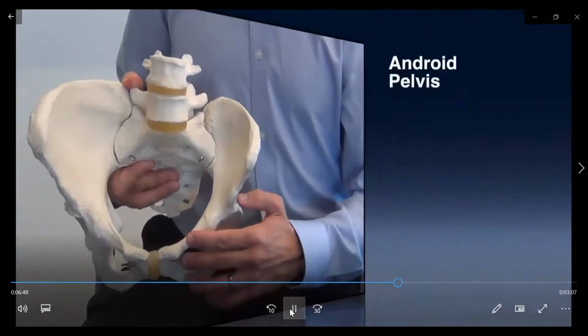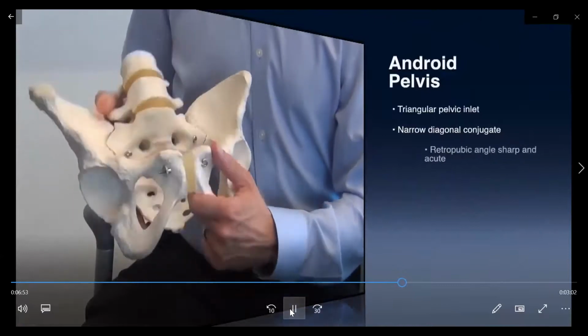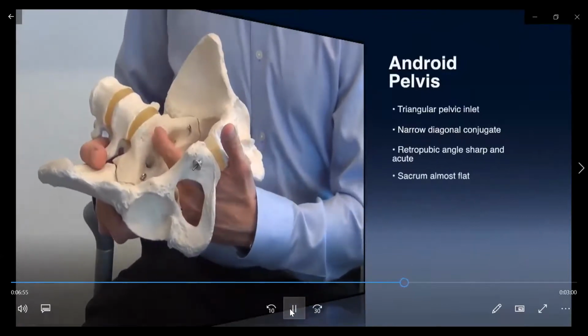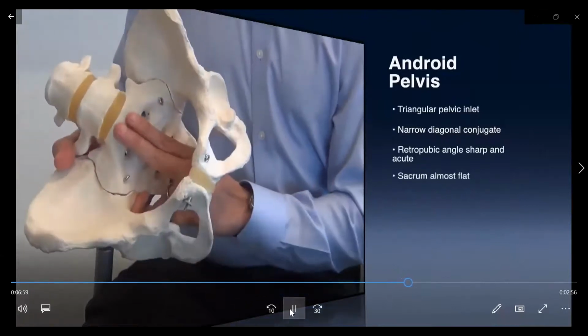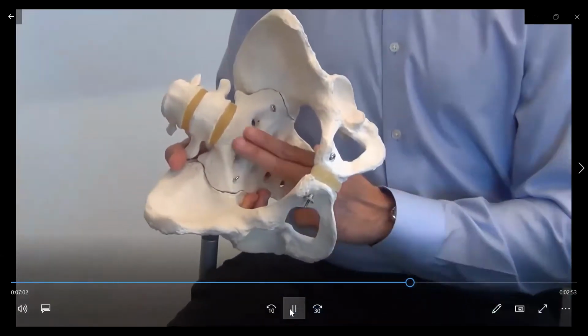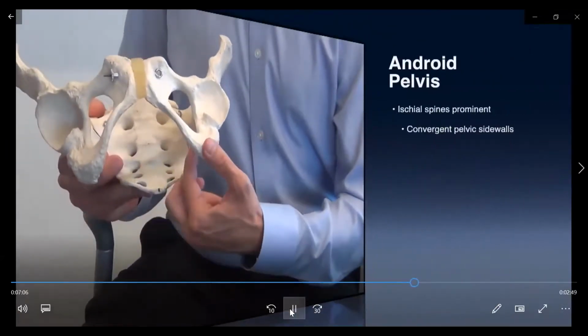On clinical pelvic exam in the android pelvis, the pelvic inlet is triangular in shape. The diagonal conjugate is narrow, and the retropubic angle is sharp and acute. The sacrum is almost always mid curved. The ischial spines are prominent. The pelvic sidewalls are convergent.